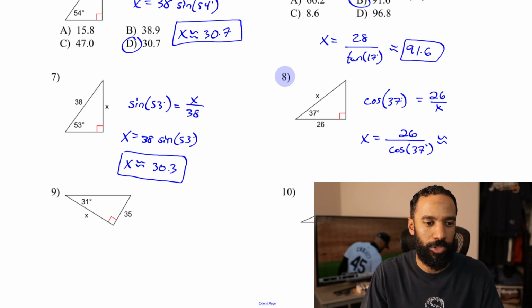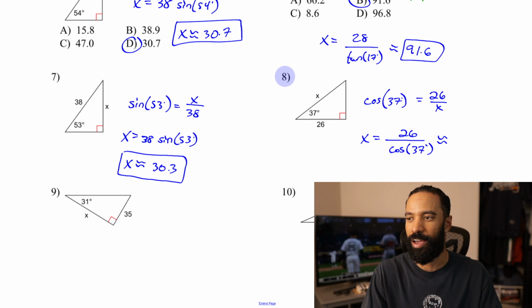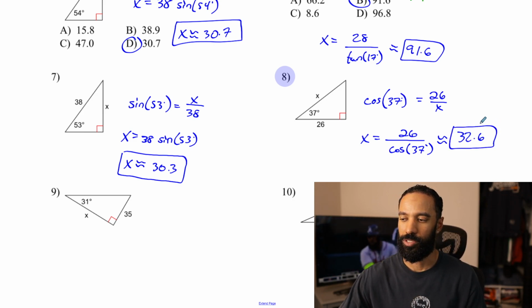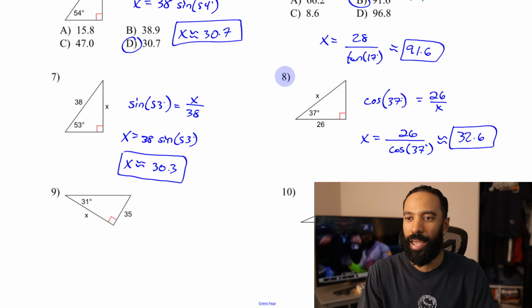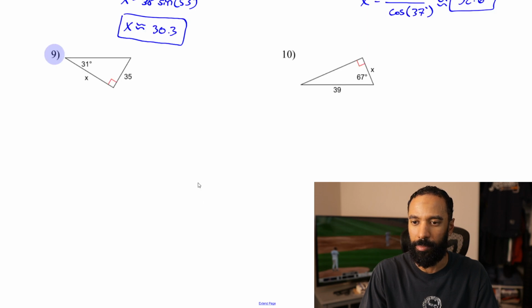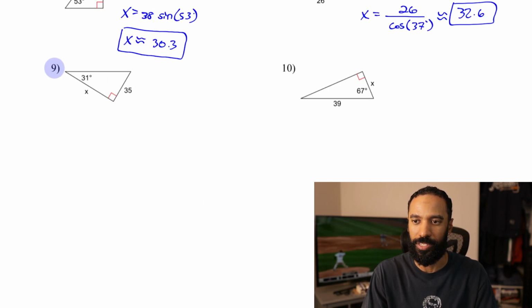So let me do this on my own. 26 over cosine of 37. And we are getting 32.5555. It's about 32.6. 32.6 units there. All right, numbers 9 and 10. Two more before we dive into the word problems, which are more of the same. We just got to draw it and set it up.